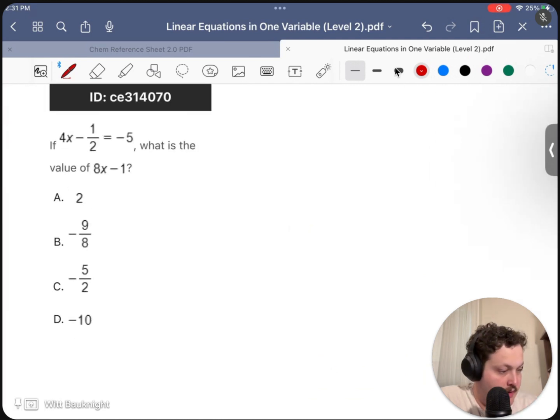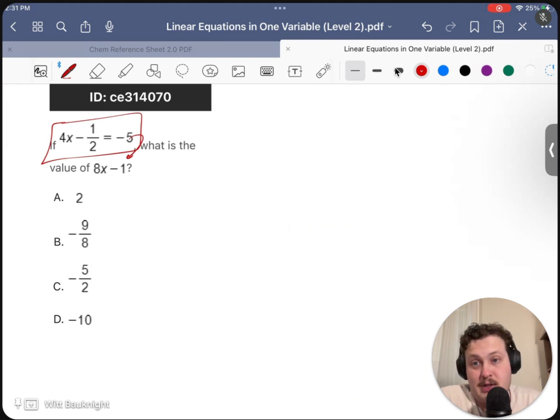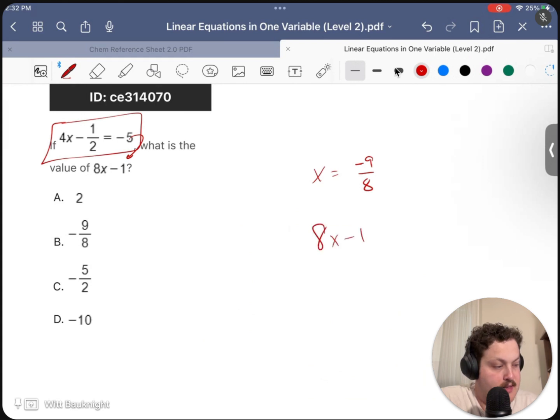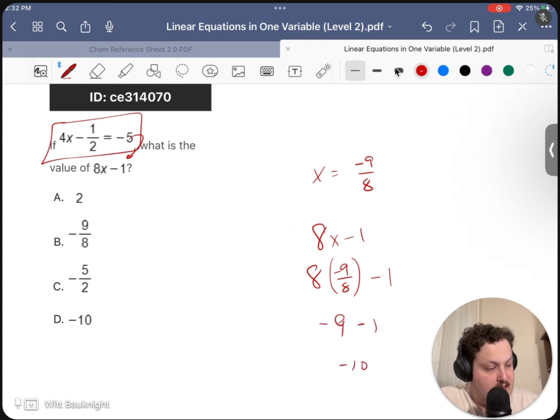Okay, so here is a simple looking equation where we can definitely figure out what x is equal to. Then we just need to plug it in. All right, so let's use our calculators and solve for what x equals. (4x minus 1) divided by 2 equals -5. Solve for x. I get that x is equal to -9/8. So therefore, 8x minus 1 is equal to 8 times -9/8 minus 1. That's -9 minus 1. I get -10.